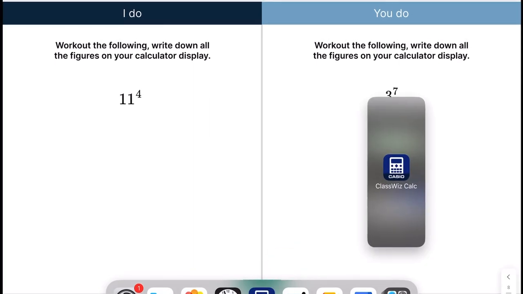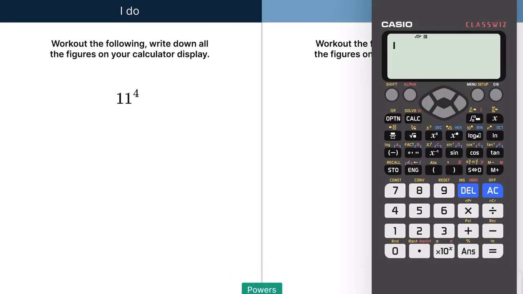So if I just bring in my calculator, with this first question, it is 11 to the power of 4, so I'm going to type 11, and then I'll press this button up here, x, and then that's going to be to the power of 4, and hit equals, and that is going to give me that. So make sure you have got your calculator with you when you do this question.